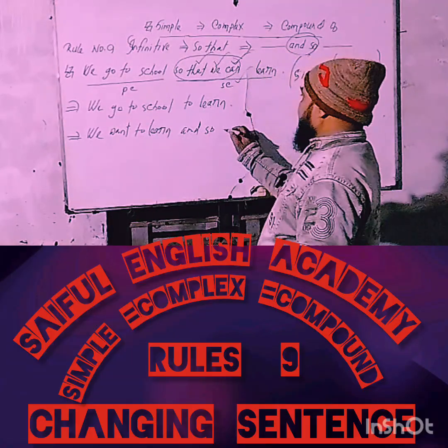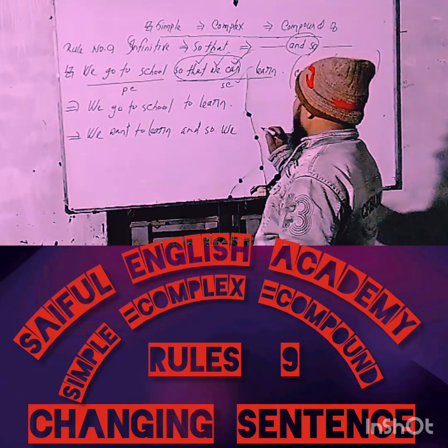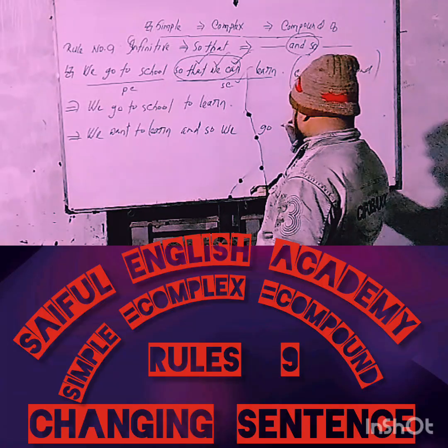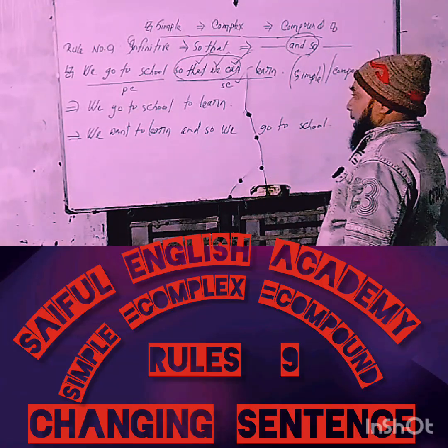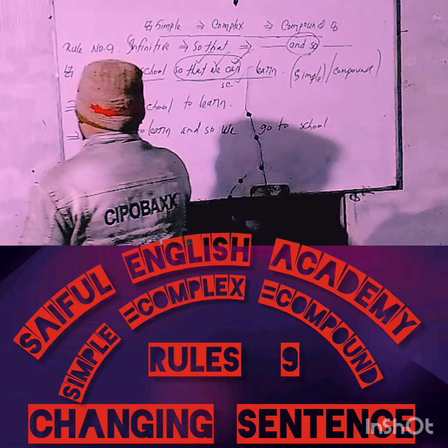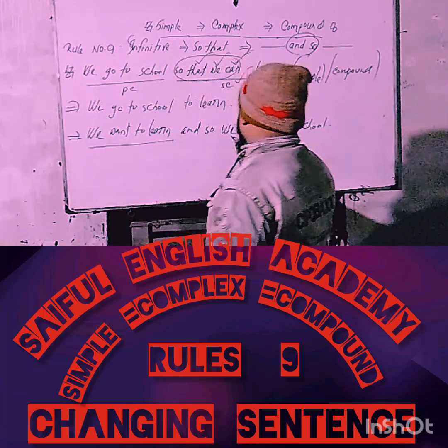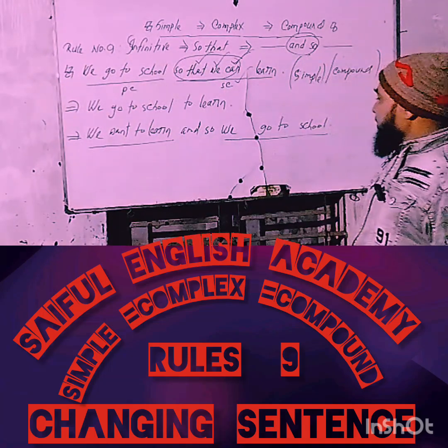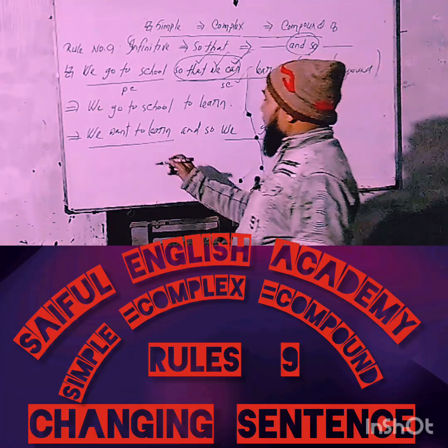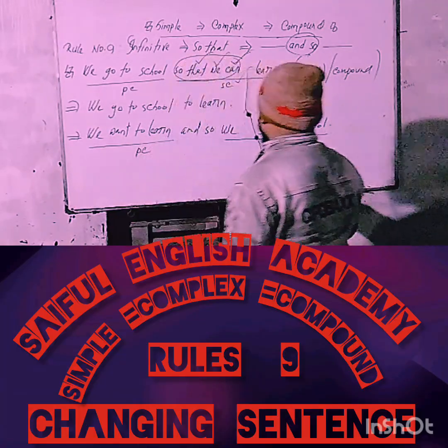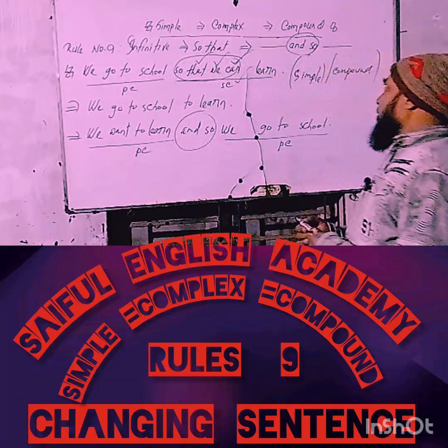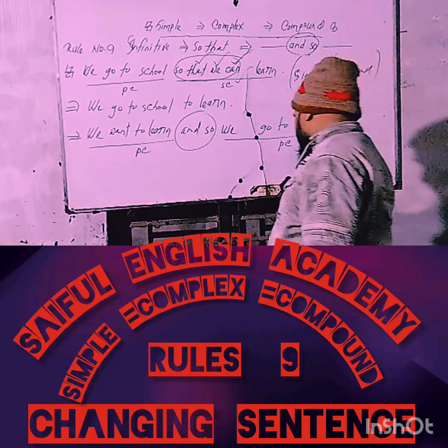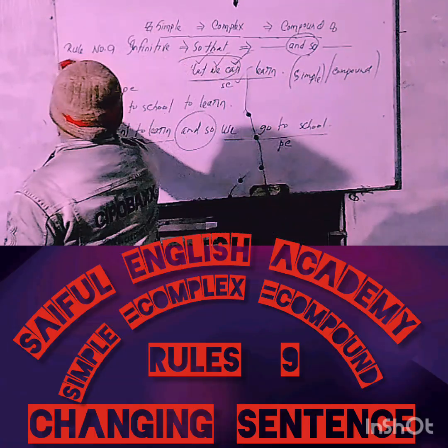So then write the past principal clause: I go to school. I hope you have understood clearly, and we can see that this sentence has now been changed into a compound sentence, because this sentence has two principal clauses, which are joined together by a coordinating conjunction. I hope you have understood clearly.